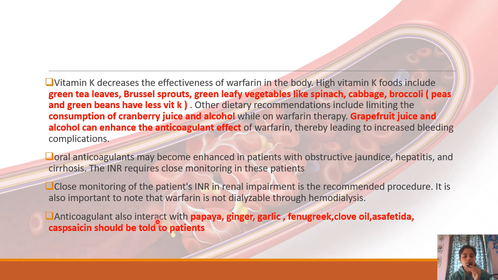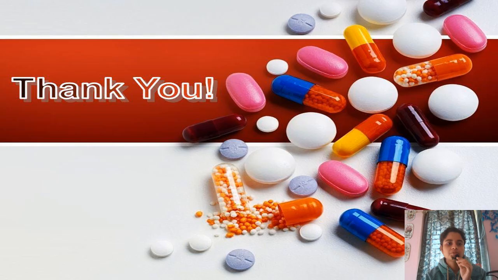Anticoagulant effect also interacts with papaya, ginger, fenugreek, clove oil, asafoetida, and capsaicin, which is present in chili. So patients should also be told not to take these in excessive quantities. So these are the food recommendations that should be counseled by the nurses to the patients.